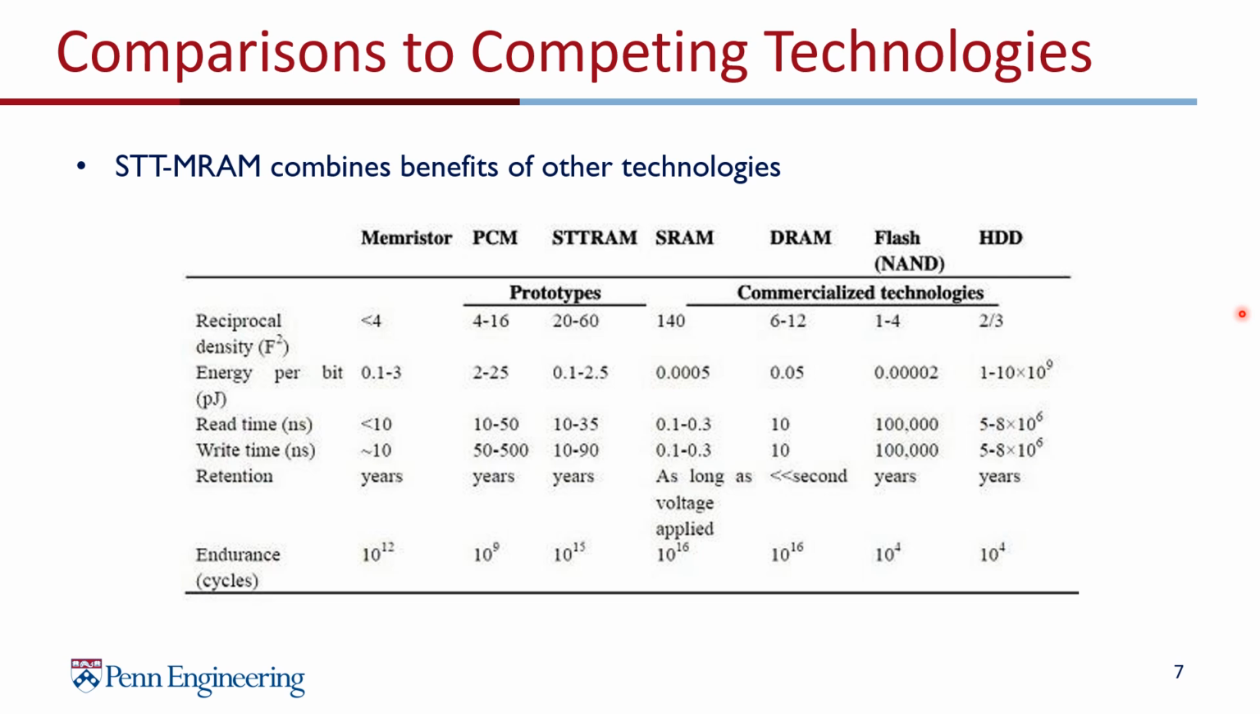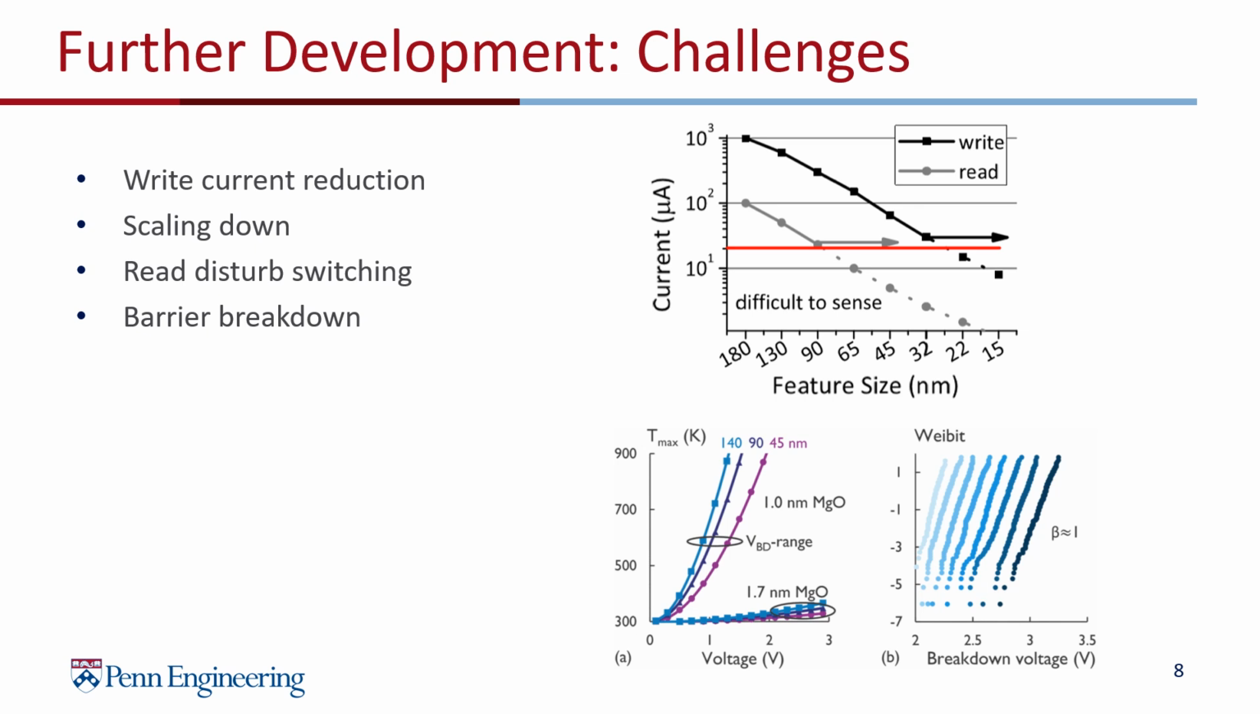STT-MRAM has many of the benefits of other competing technologies, such as near-zero leakage energy and similar non-volatility to flash memory, meaning it essentially lasts forever. STT-MRAM also has fast reading and writing times, which are comparable to those of DRAM. STT-MRAM can also be seen to have endurance comparable to SRAM and DRAM, making it a reliable option for long-term applications.